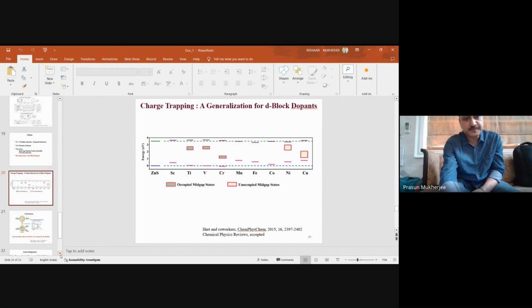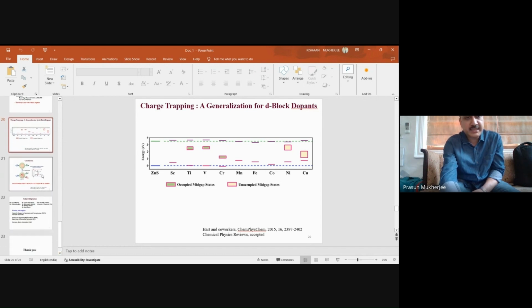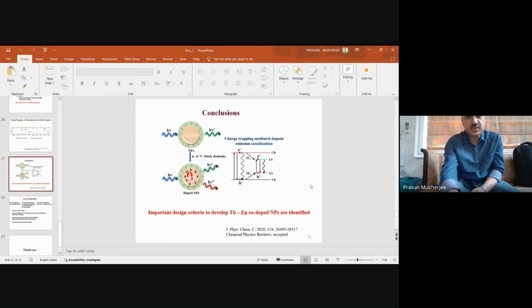So to summarize, we can conclude that we have identified, based on a charge trapping model, which dopant would be more appropriate to incorporate or to dope in an appropriate semiconductor nanoparticle. And most importantly, we can approach this not by a trial and error approach. Rather than that, we can select this material with a kind of precise predictive approach. Okay.